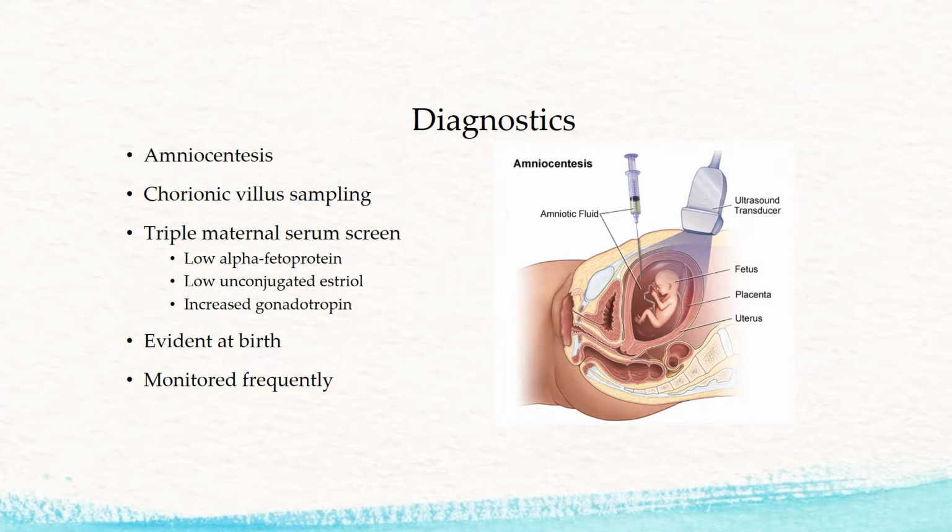Diagnostics. Down syndrome begins in utero and can be discovered with diagnostic testing. Prenatal testing such as amniocentesis or chorionic villus sampling can be used to detect Down syndrome. A triple maternal serum screen can be drawn, which will show a low alpha-fetoprotein, a low unconjugated estriol, and a high human chorionic gonadotropin level. Down syndrome is evident at birth because of different physical characteristics, as discussed in the last slide.